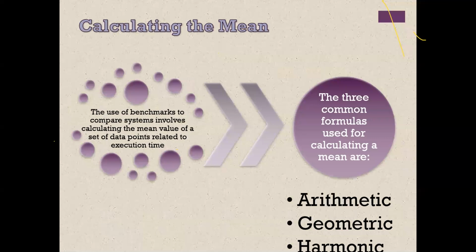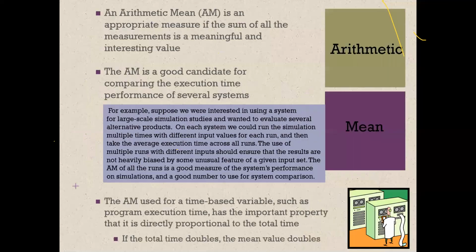So calculating the mean, again, using those parameters, we could calculate any of these 3 means: either arithmetic mean, geometric mean, or harmonic mean. The arithmetic mean, I think that we should be able to calculate, even though I'm not going to demand that. Basically, the arithmetic mean is simple. It's a more appropriate measure if the sum of all the measurements is a meaningful and interesting value. And the arithmetic mean is a good candidate for comparing the execution time performance of several systems.